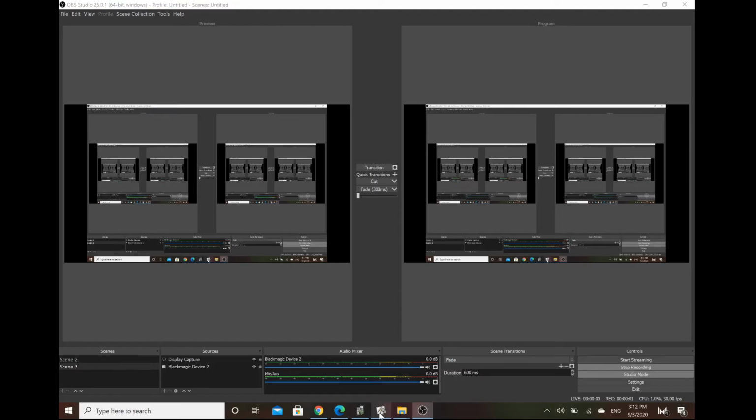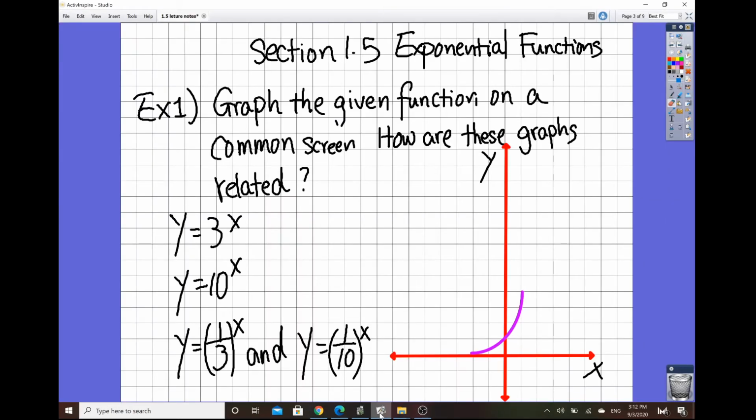Alright, calculus class today, so I just want to talk about section 1.5. Graph the given functions on a common screen, and see how the graphs are related. This one is all about exponential functions, whether that's exponential growth or decay. Again, this is just a refresher from pre-calculus, things I need to know for calculus.